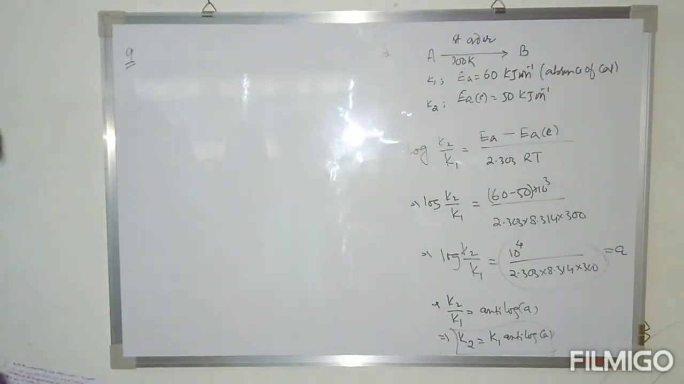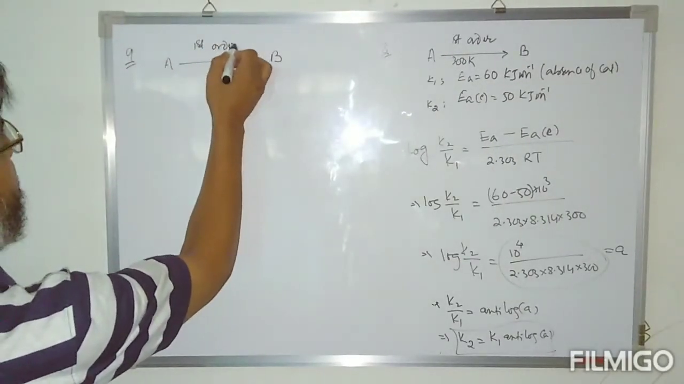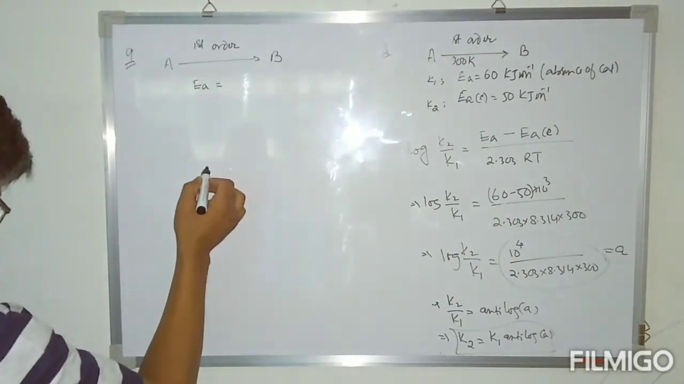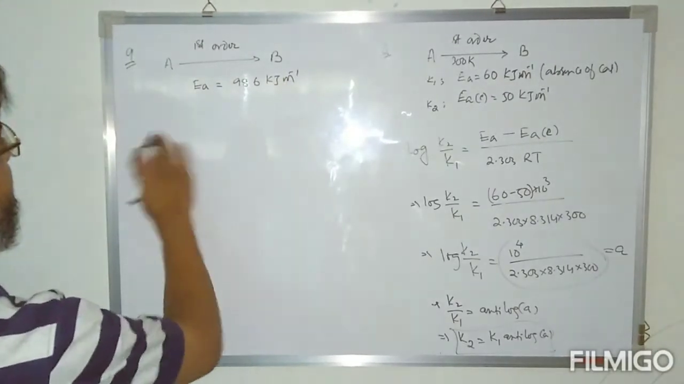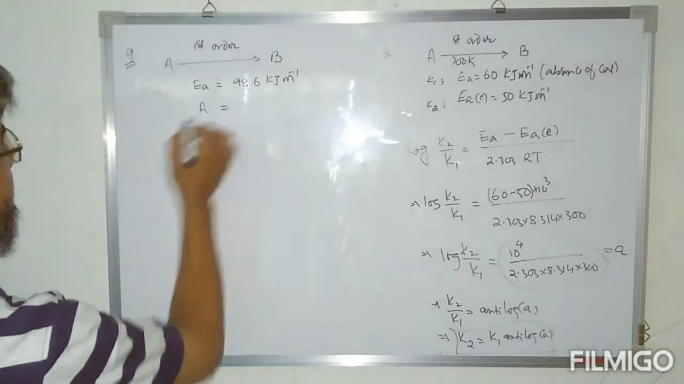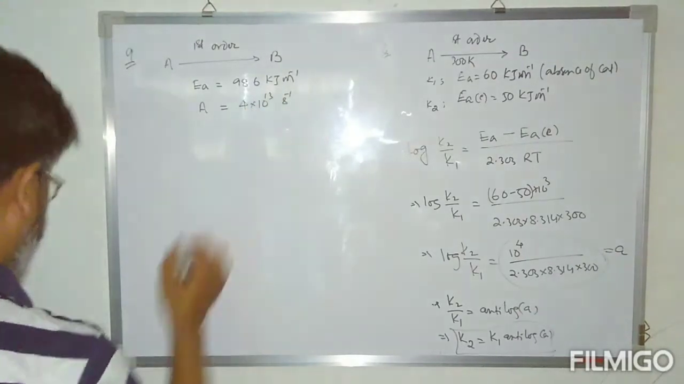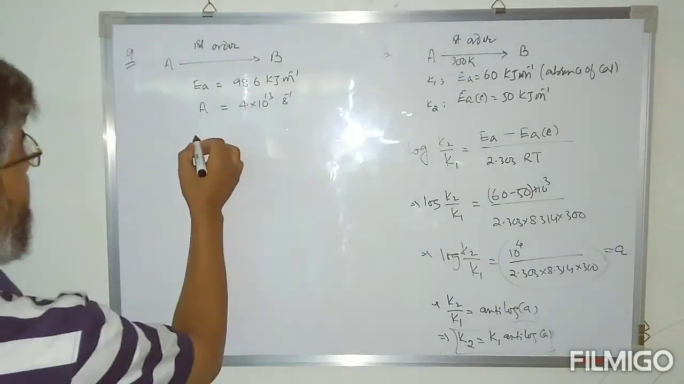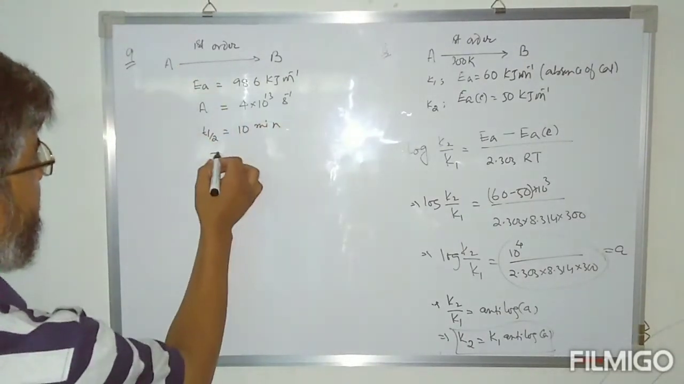So next question, we have a first order reaction A to B. For this first order reaction, the value of activation energy is given as 98.6 kilojoule per mole, and the pre-exponential factor for this reaction is given as 4 into 10 to the power 13 second inverse. The question says, at what temperature is the half-life of the given reaction 10 minutes? Half-life is given, then what is the value of temperature?